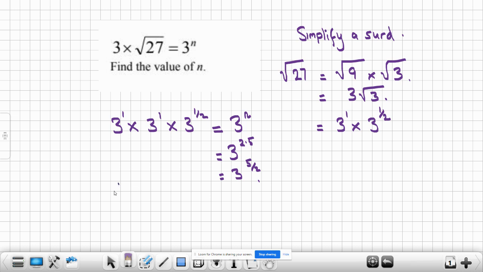And then finally, we just say, therefore, n equals 2.5, or if you prefer, 5 over 2. Both perfectly acceptable answers. And that's how we deal with that problem.